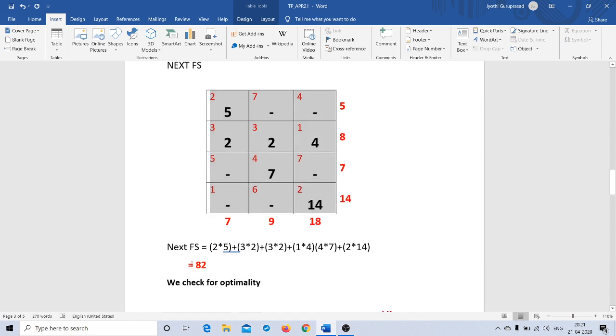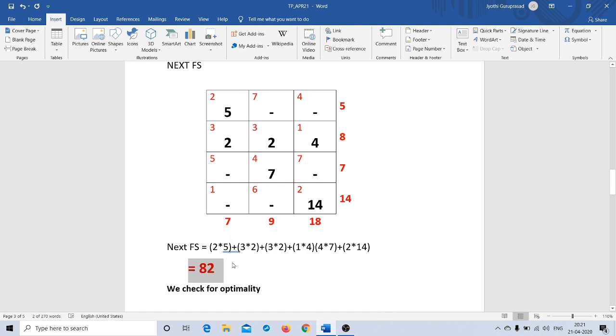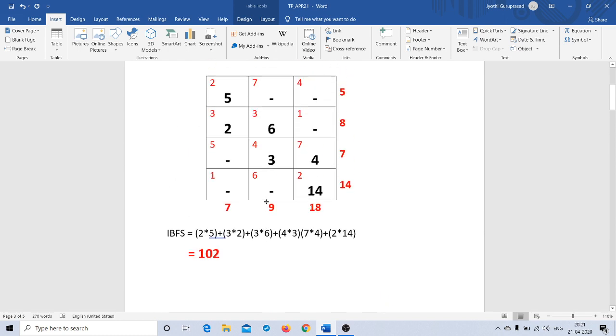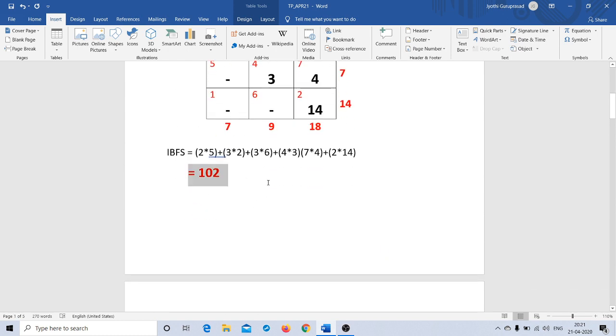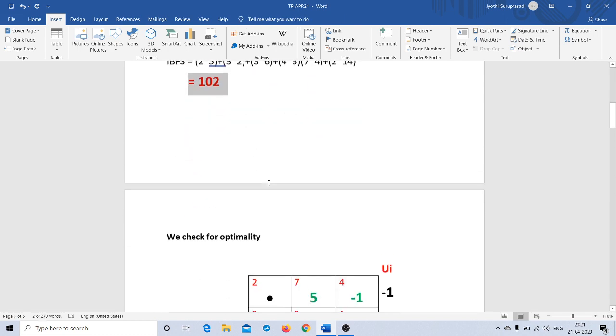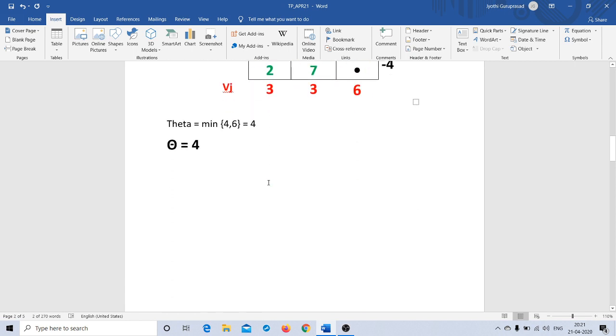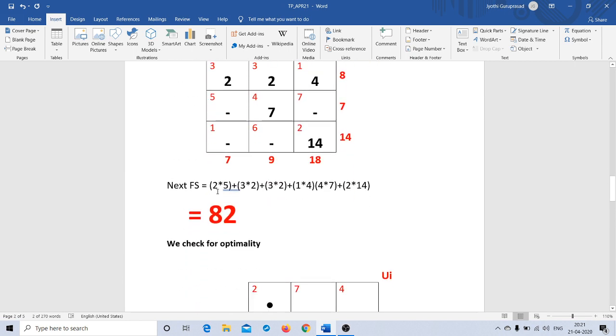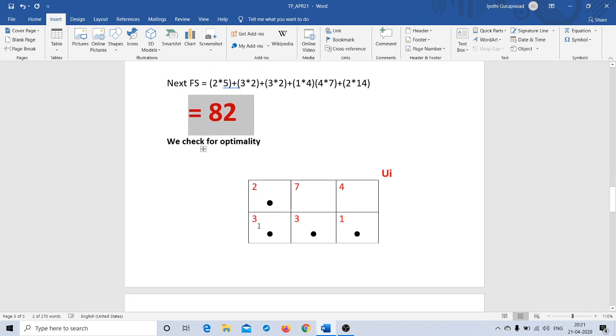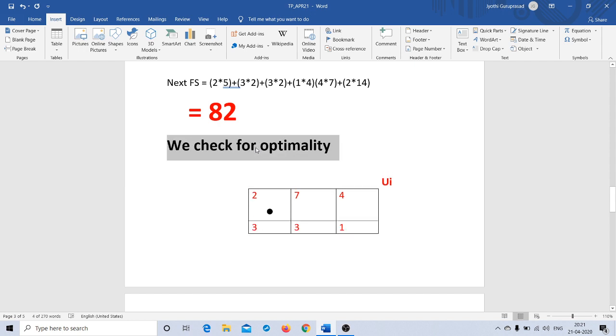And my next feasible solution comes out to be 82, right? So my first IBFS was 102, which we found was not optimal. And then after performing the optimality test, we found the next feasible solution as 82. Now let us check whether the newly obtained feasible solution, which is 82, is actually optimal or not. So we again proceed for optimality.